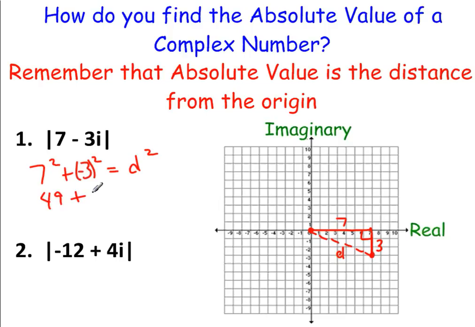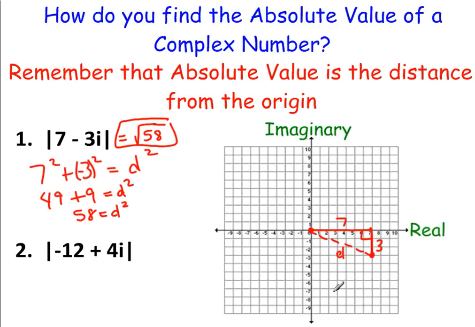So for this one, it's 49 plus 9 equals d squared. So we're going to get 58 equals our distance squared. So if I wanted to know the answer, and distance is always positive, it's the square root of 58. But we should check to see if it can be simplified. 58 is 2 times 29. 29 is prime, so we don't get any pairs, so our answer would just be the square root of 58.